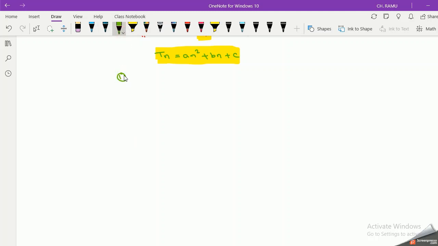Question number 1. 1, 3, 7, 13, 21 and so on. This is the sequence. Now we have to find the nth term of this quadratic sequence. Now what is the gap? That is plus 2 here, plus 4 here, plus 6 here, plus 8.